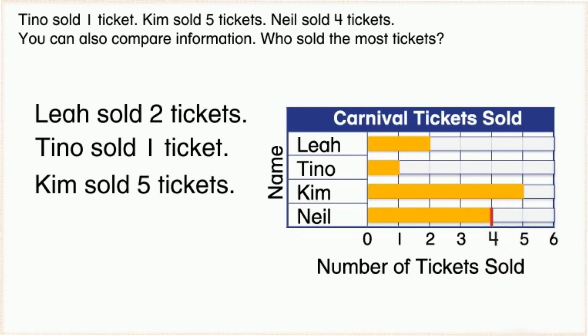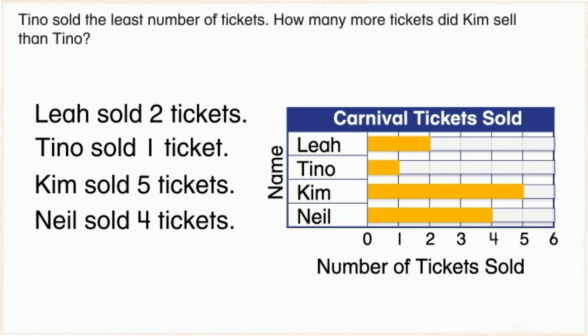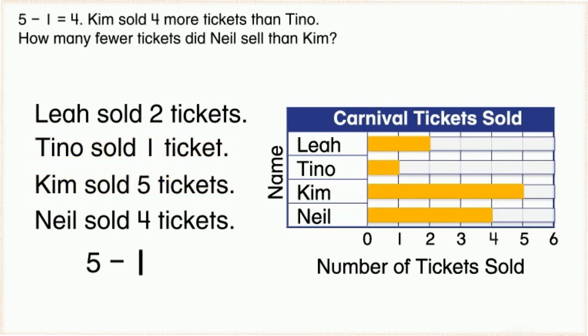Neil sold 4 tickets. You can also compare information. Who sold the most tickets? Kim sold the most tickets. Who sold the least number of tickets? Tino sold the least number of tickets. How many more tickets did Kim sell than Tino? Five minus 1 equals 4. Kim sold 4 more tickets than Tino.